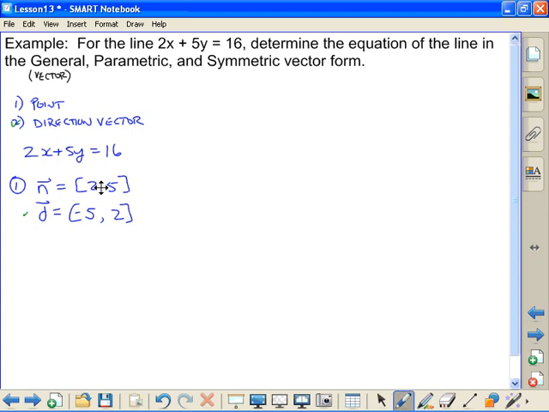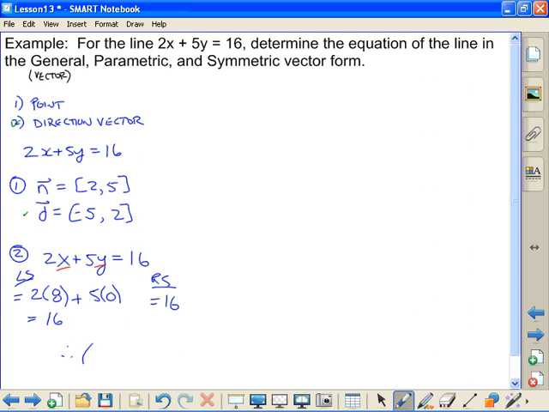How do you find a point? Students often overlook the easy or the obvious here. For the equation 2x plus 5y equals 16, if the point is on the line, that means we know an x and y value that satisfy this equation. So keep it easy. I know that 2 times 8 is 16, so I'll make y a 0. I have a 16. Therefore, the coordinate is 8, 0.